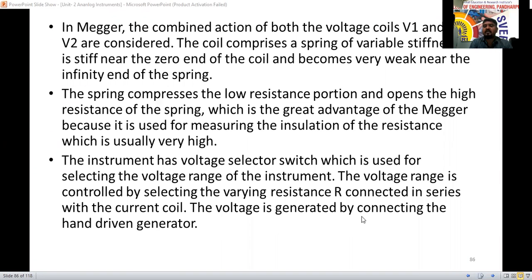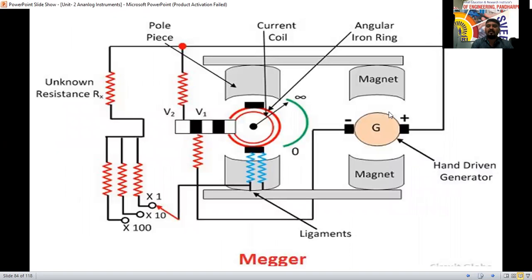The voltage is generated by connecting the hand-driven generator here now. The last part they have explained here now. This voltage is given by a hand-driven generator, by the shaft they have provided here, and based on that, we are going to provide the display here now. I don't know how many of you were present for the Megger practical. I think it is there here only. If it is there, once again I will show the Megger instrument also.